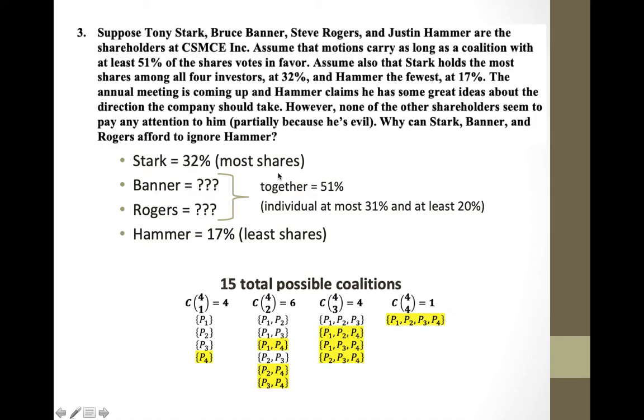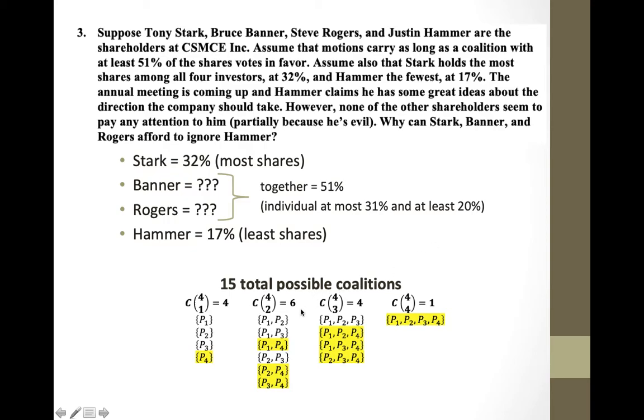because Stark owns 32. Now, if Hammer owns the least percentage of shares, at 17%, then one of Banner and Rogers would have to own at least 18%. But if the other can own at most 31% and they have to add together to be 51, then it actually has to be at least 20% and not at least 18%. So one of these two can't be 18% or 19%, and has to be at least 20%.